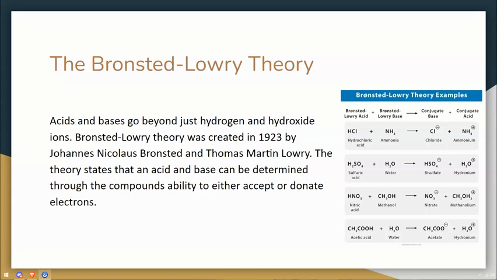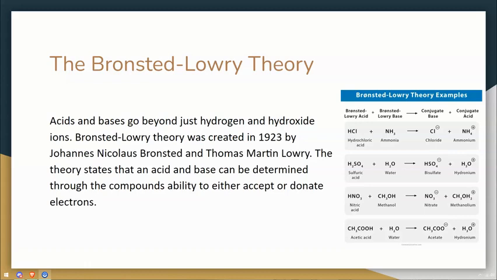This theory goes even further and proves that substances don't even require H or OH to be classified. As I said before, acids and bases can only be themselves when in the presence of one another. An aqueous base has the ability to gain a proton and become known as a conjugate acid, and the same goes for acids. So the first example on the right would be hydrochloric acid and ammonia.